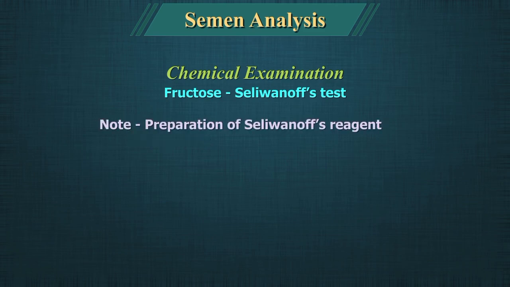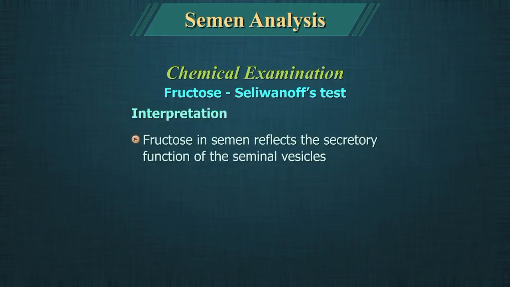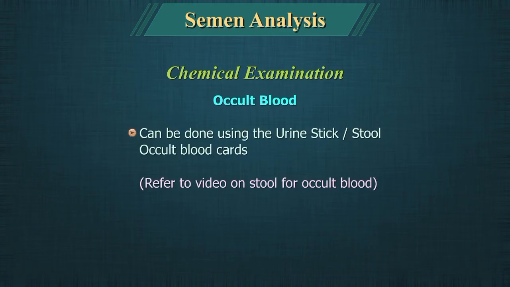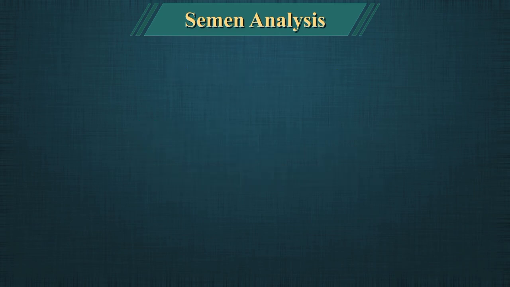Note: for preparation of Selvinov's reagent, dissolve 50 mg of resorcinol in 33 ml of concentrated hydrochloric acid and make up the volume to 100 ml with distilled water. Fructose in semen reflects the secretory function of the seminal vesicle. Occult blood can be done using the urine stick or the stool occult blood cards. Presence of blood may be detected in traumatic and infectious conditions.